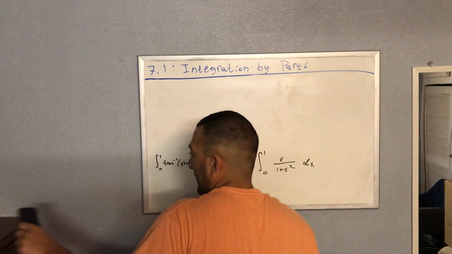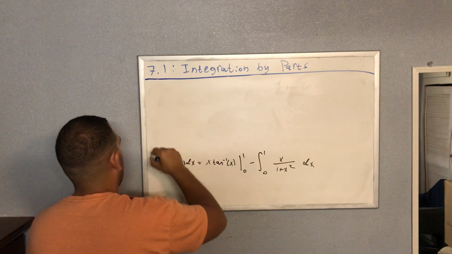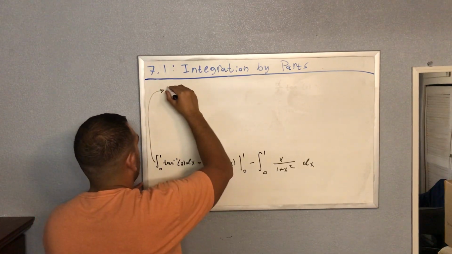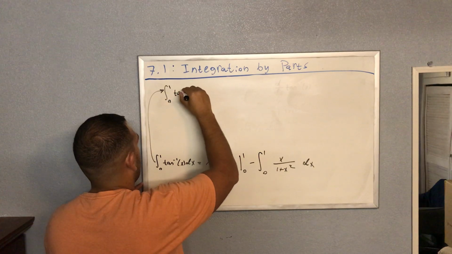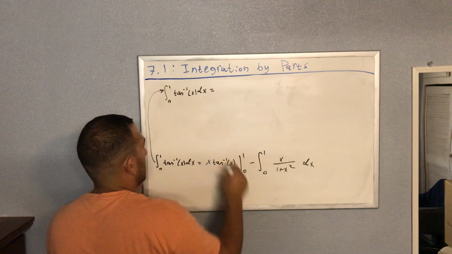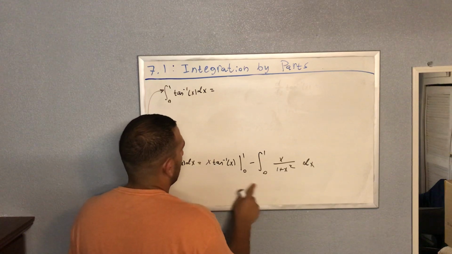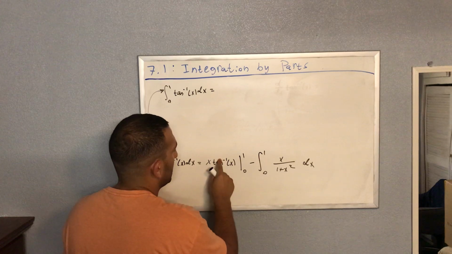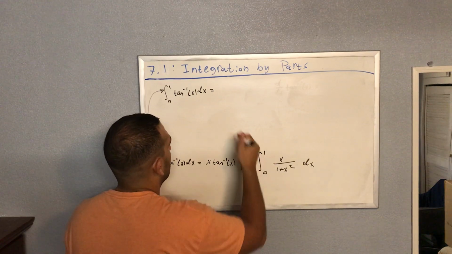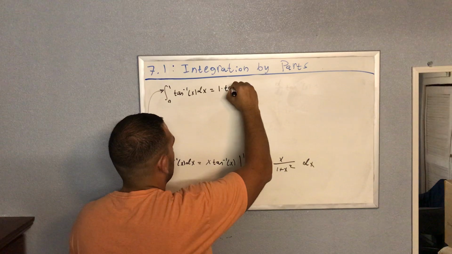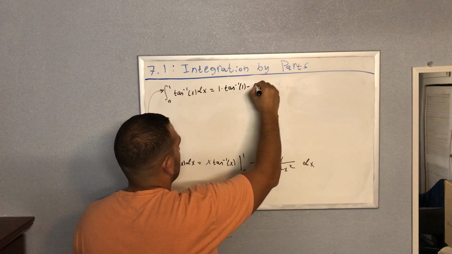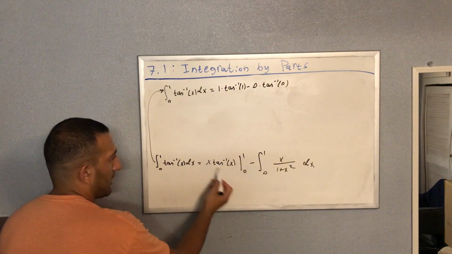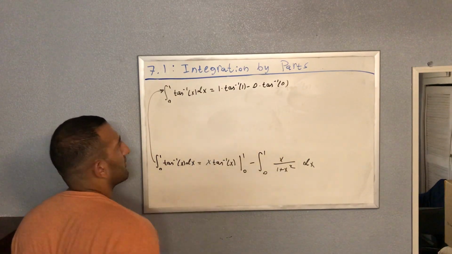So now, if we move this up here, we would have the thing we're looking for is equal to all of this. So let's simplify this. Evaluation from 0 to 1 means stick 1 into this and subtract it from when you stick 0 into it. So this will be 1 times the tangent inverse of 1 minus 0 times the tangent inverse of 0. That's what all of these symbols collectively will end up being equal to.